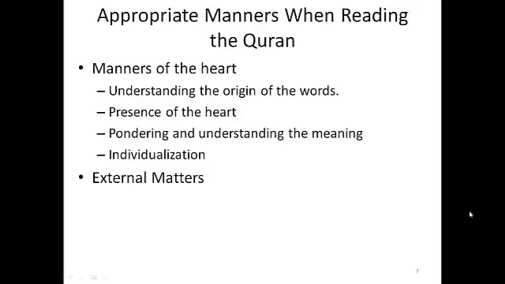Another is the presence of the heart. So the reader should throw away other thoughts while reading the Quran, only concentrating on the Quran while he or she is reading it.